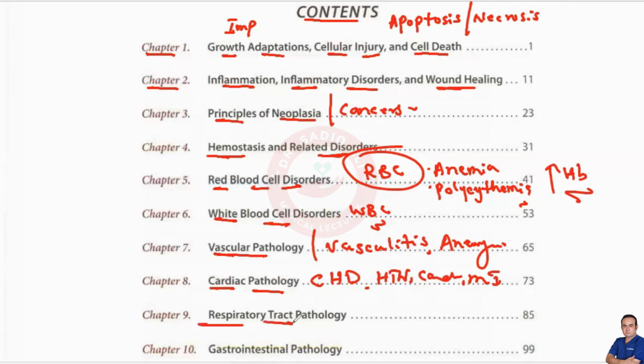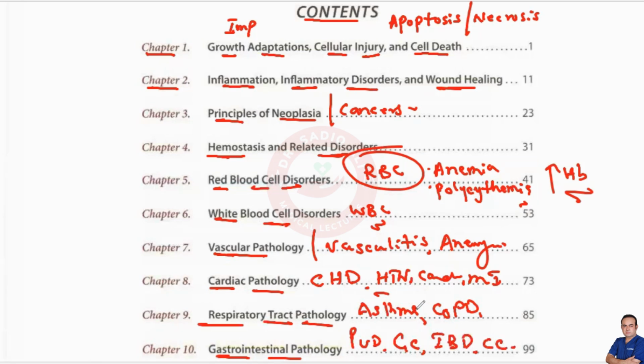Then respiratory tract pathology, very important. The classical ones are bronchial asthma, COPD, bronchiectasis, lung cancers. A lot of problems we will discuss. In gastrointestinal tract pathology, like GIT pathology, we will discuss esophageal disorders, stomach problems like gastric ulcer, peptic ulcer disease, gastric cancer, for example IBD, inflammatory bowel disease, colon cancers. A lot of problems we will discuss in GIT.